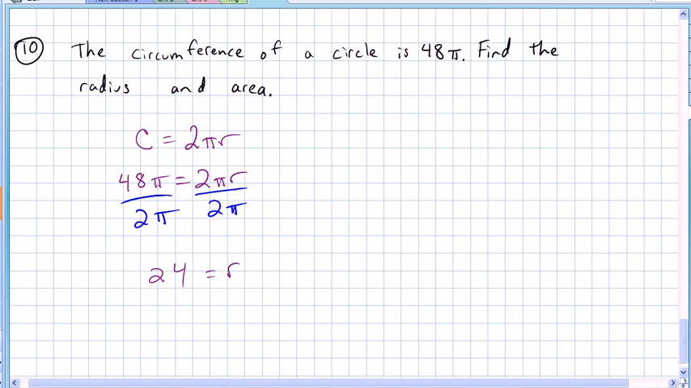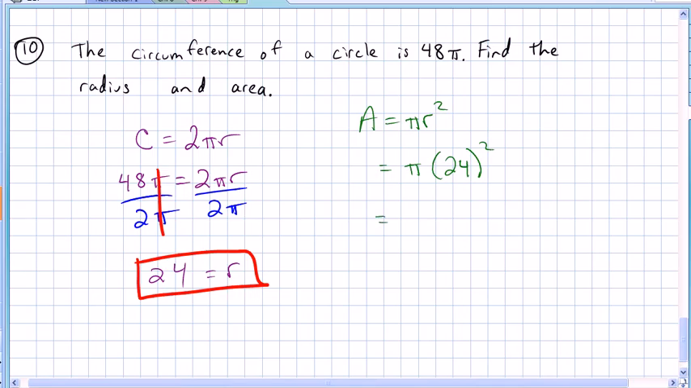That was the first part. It asked us to find the radius. Now the second part, we need to find the area. Our area formula is pi r squared. So it's going to be pi times 24 squared, and 24 squared should give us 576 pi. And that is all.